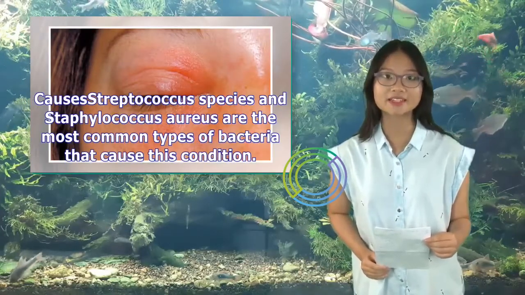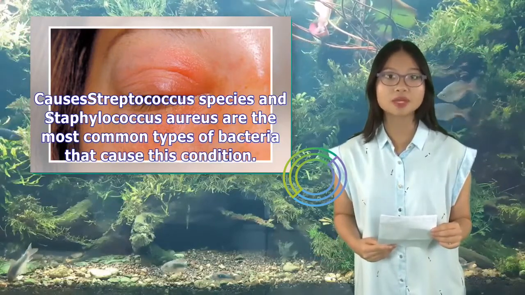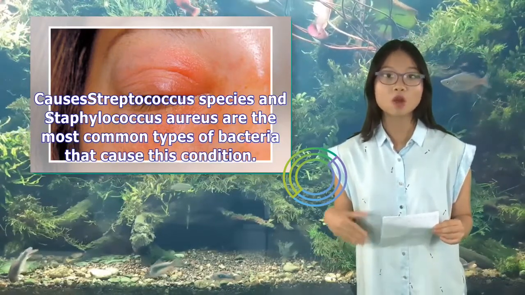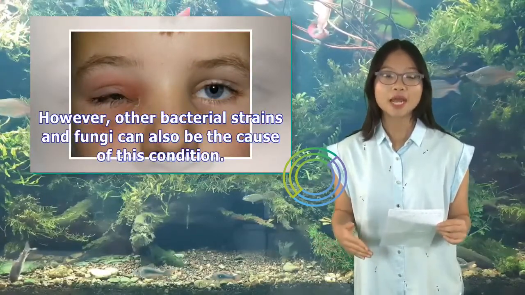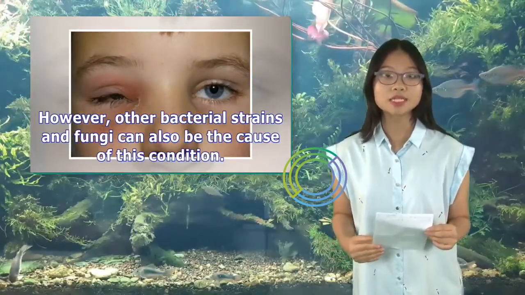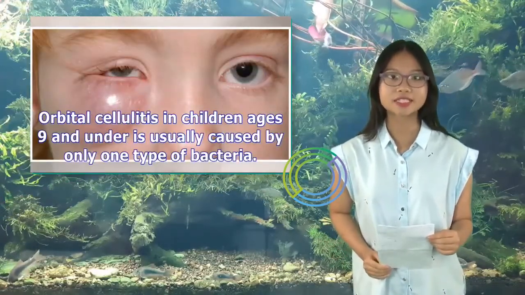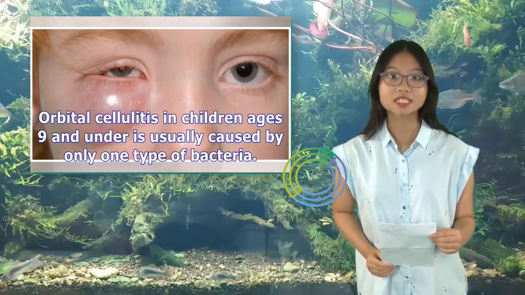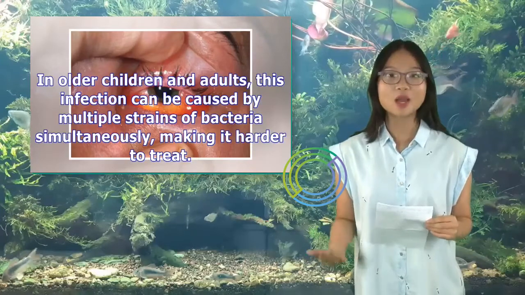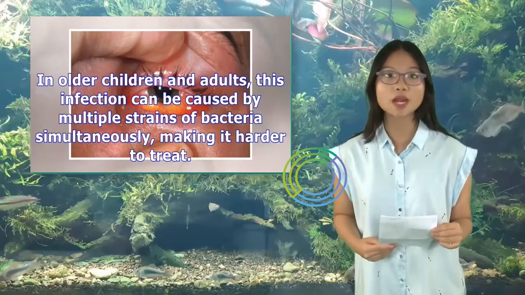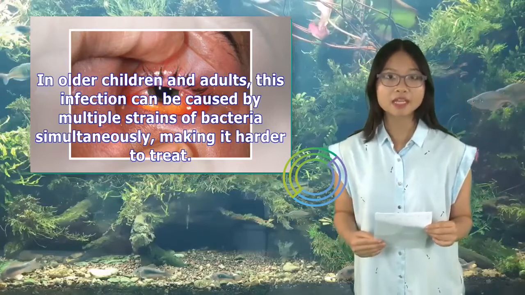Causes: Streptococcus species and Staphylococcus aureus are the most common types of bacteria that cause this condition. However, other bacterial strains and fungi can also be the cause of this condition. Orbital cellulitis in children ages 9 and under is usually caused by only one type of bacteria. In older children and adults, this infection can be caused by multiple strains of bacteria simultaneously, making it harder to treat.